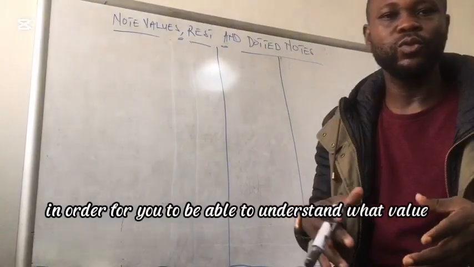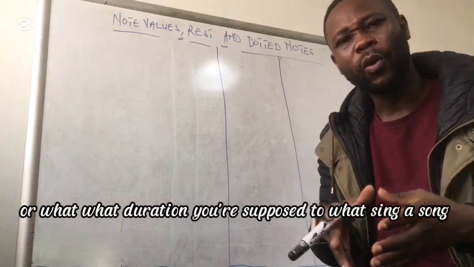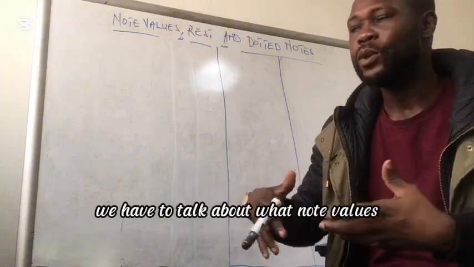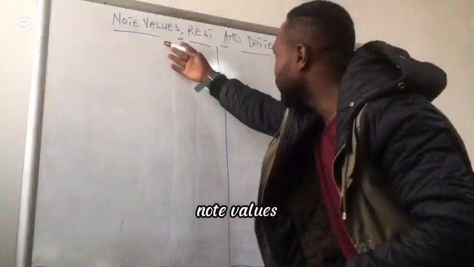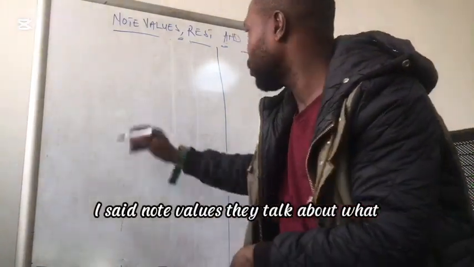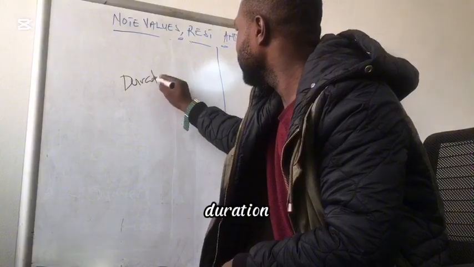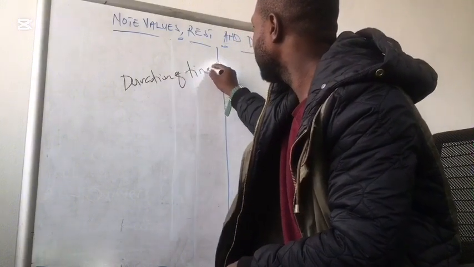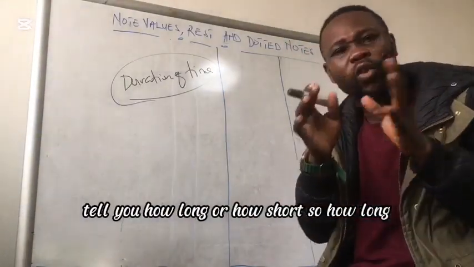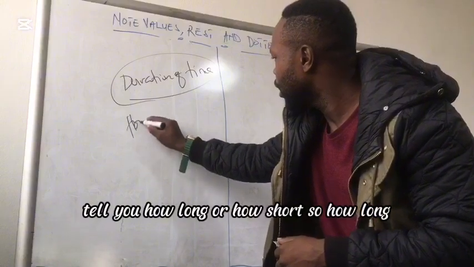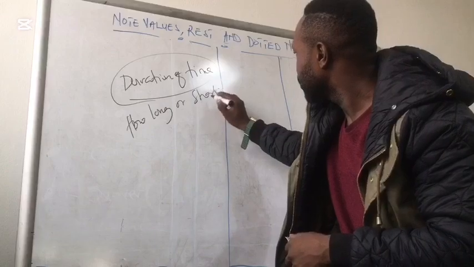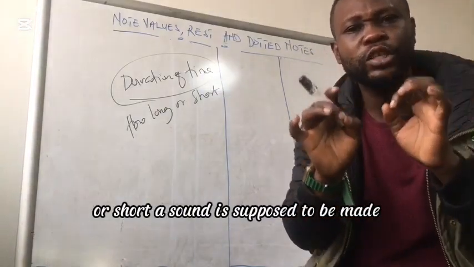In order for you to be able to understand what value or what duration you're supposed to sing a song or play a musical piece, we have to talk about note values. So note values basically talk about the duration of time. I said note values, they talk about what? Duration of time. That is the essence of note values. They tell you how long or how short a sound is supposed to be made.